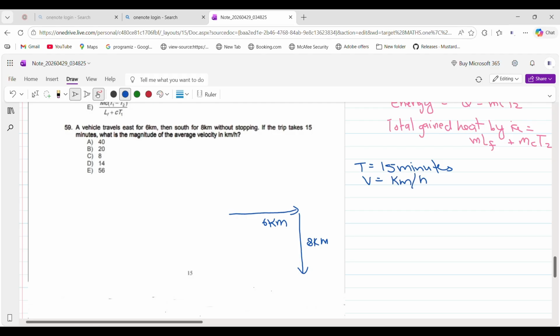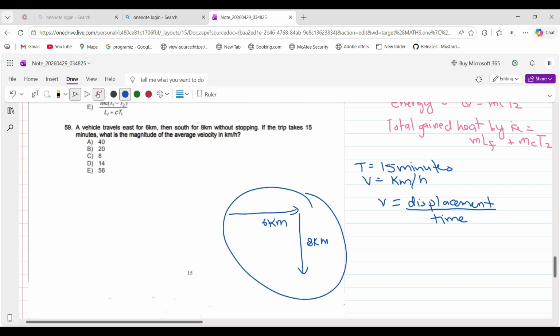The formula for finding the velocity is displacement per unit time. It's not distance upon time. Distance upon time is the formula for finding the speed, but displacement upon time is the formula for finding the velocity. Displacement is basically the straight-line direction, the shortest distance between 2 points. Distance is the actual distance you have covered. So 6 plus 8 is 14 kilometer, which is basically the distance.